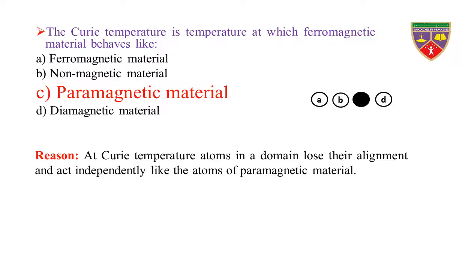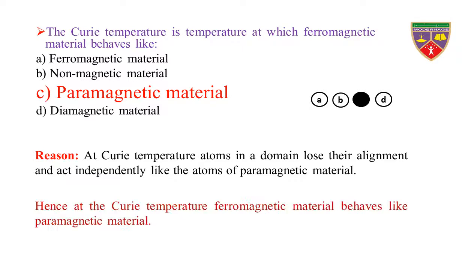Reason. At Curie temperature, atoms in a domain lose their alignment and act independently like the atoms of paramagnetic material. Hence, at the Curie temperature, ferromagnetic material behaves like paramagnetic materials.